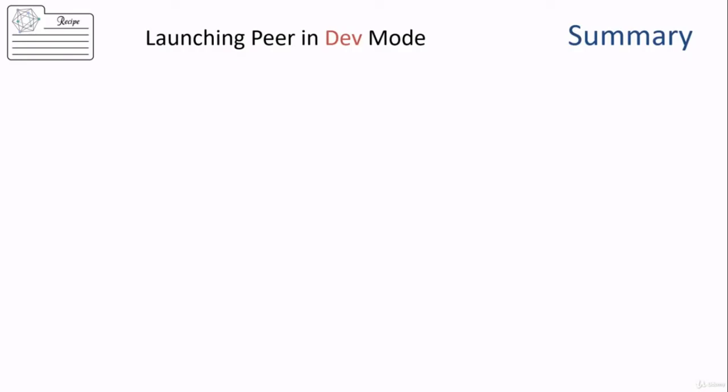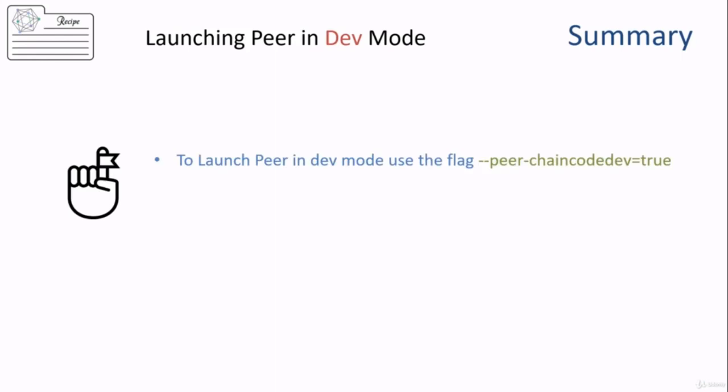In this recipe, you learn how you can launch the peer in dev mode and carry out debugging for your chain code. To launch the peer in dev mode, use the flag --peer-chaincode-dev equal to true. When you launch the peer in dev mode, you will need to execute the chain code on the terminal, as the peer will not launch the chain code in a Docker container.